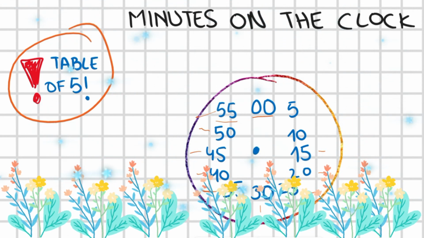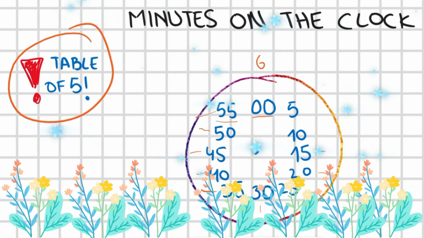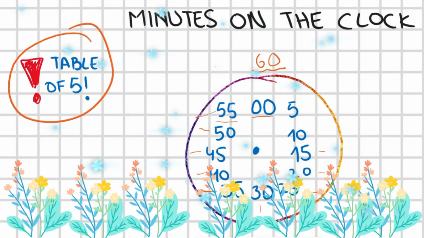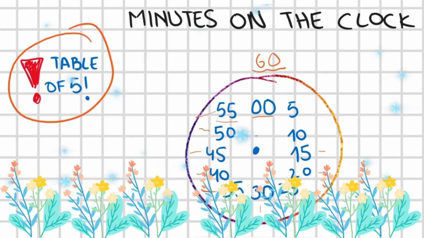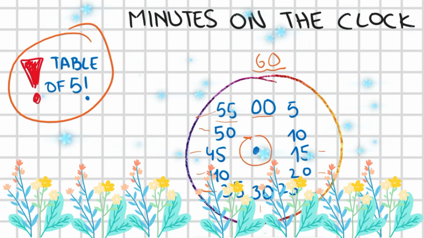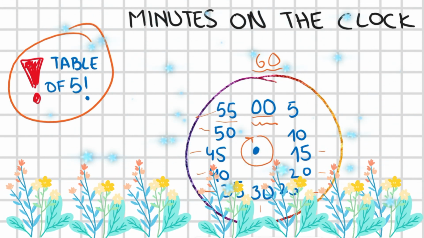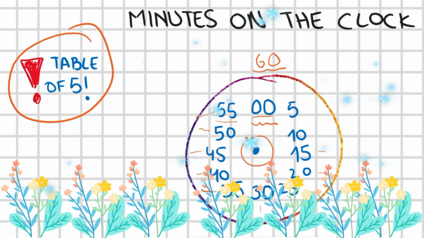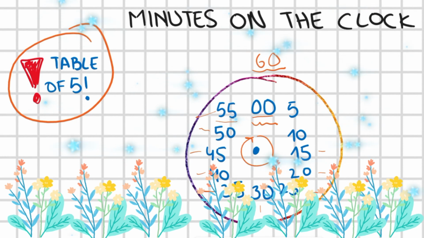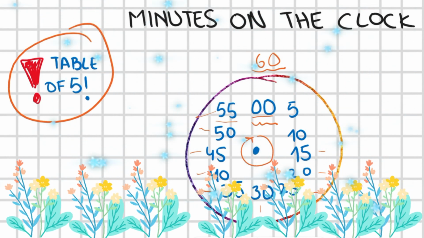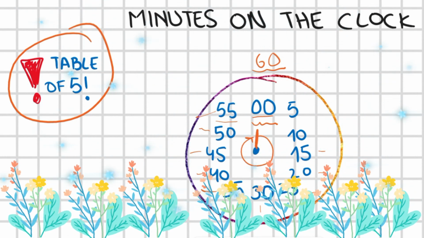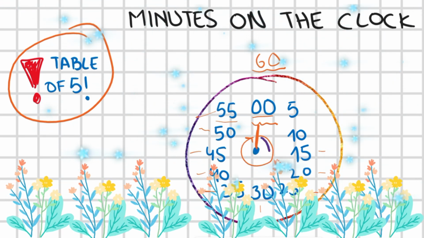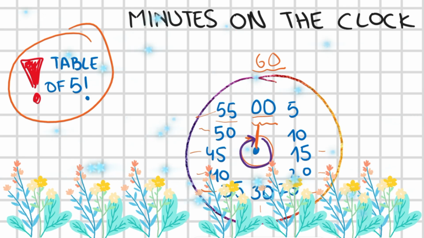We can also think that this is 60 because 5 multiplied by 12 is 60, but because the clock starts like this, this should be 00 because time has to end somewhere. A clock completes a rotation in 1 hour, which means that the minute hand, which is long and thick, takes 1 hour to go from here back to here.